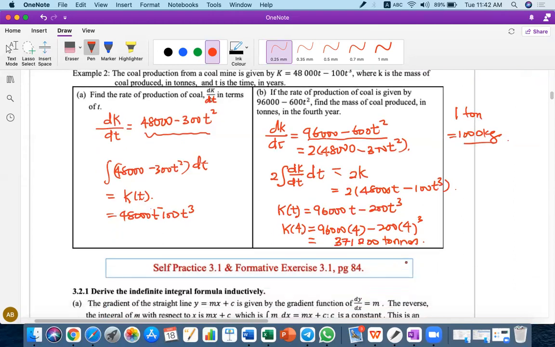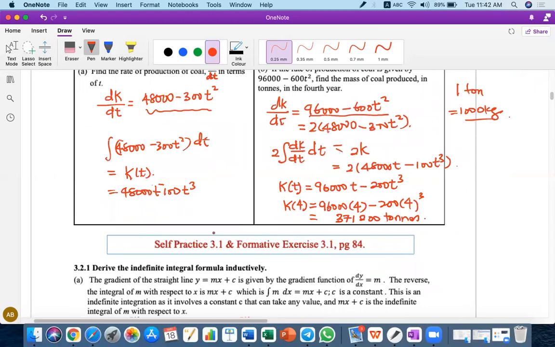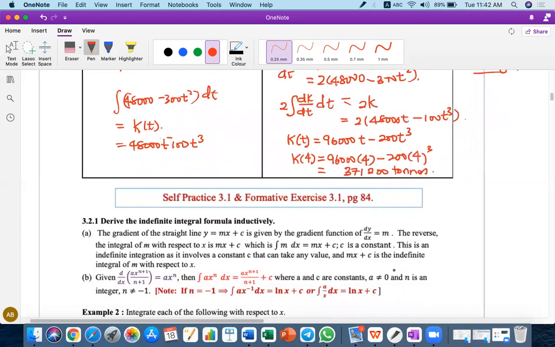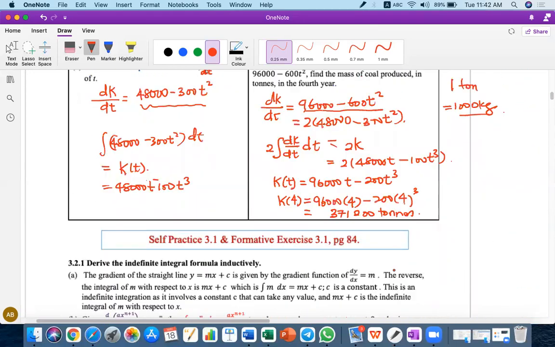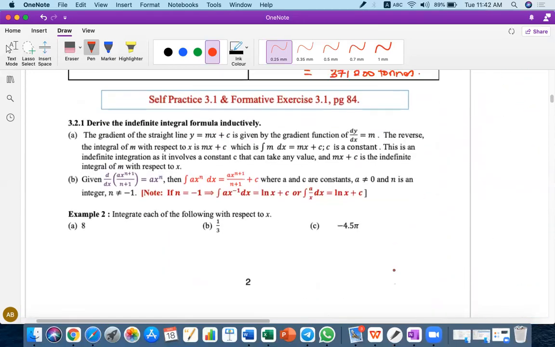Please do Exercise 3.1 on page 84 and the formative exercise on page 84, and check your answers. So this is 3.1.